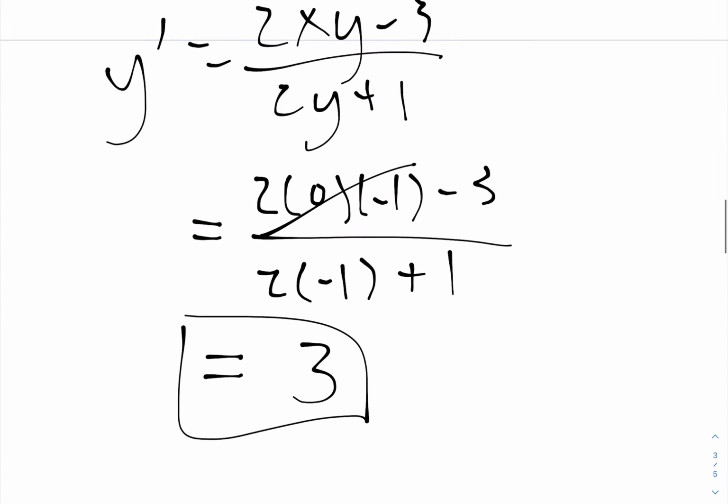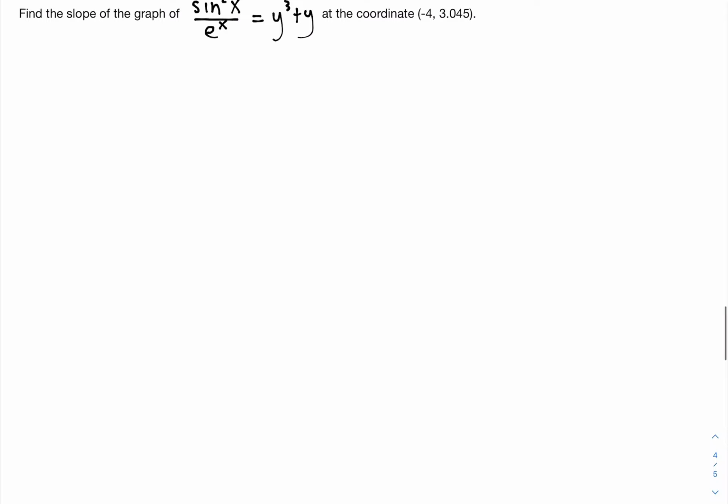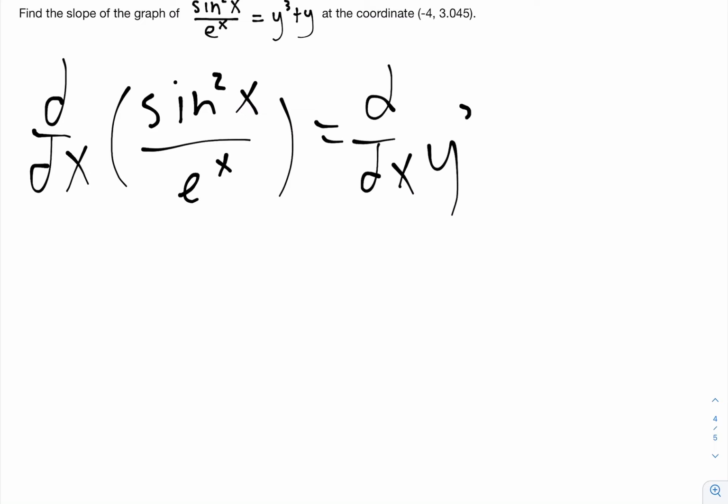Okay, so that's how we would do that question. Last one, find the slope of the graph of sine squared x over e to the x equals y cubed plus y. So we're going to have to differentiate sine squared x over e to the x, and that's going to be equal to the derivative with respect to x of y cubed plus the derivative with respect to x of y.